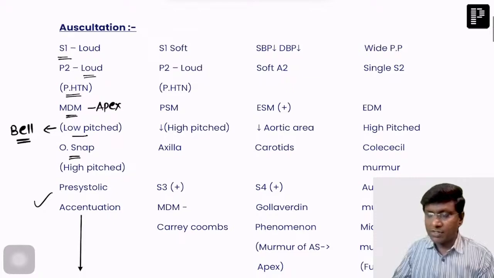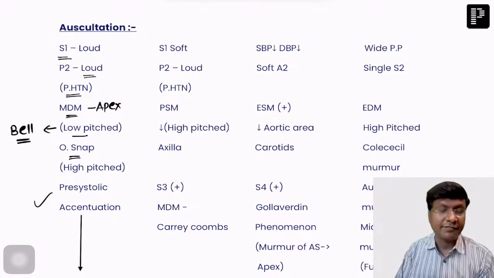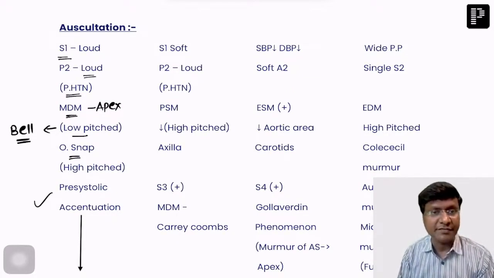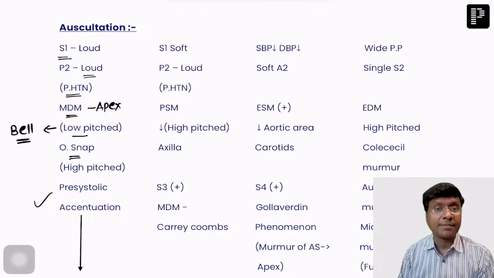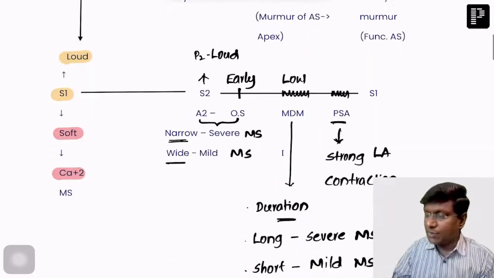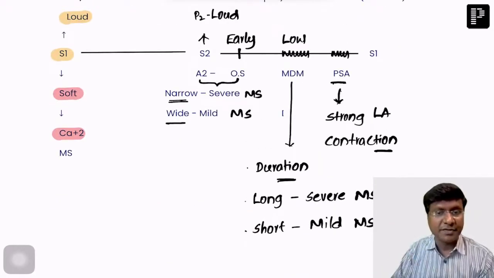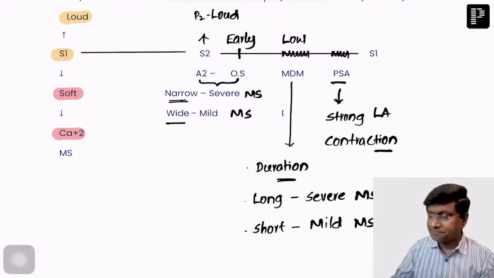So this is about the auscultation. The first heart sound will be loud, and the first heart sound can be soft in case of calcified MS. The loud P2 will be there, that is due to pulmonary hypertension, and a mid-diastolic murmur, which is low pitched, heard at the apex, and heard with the bell of the stethoscope. And you have the opening snap and then pre-systolic accentuation. The A2OS gap and the duration of the mid-diastolic murmur are the ones which will assess the severity of the mitral stenosis, right?